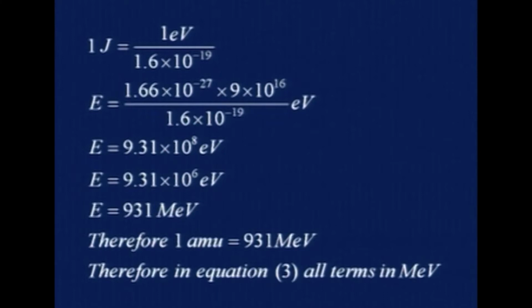Now, we will write the expression in terms of EV. Therefore, 1 joule will be 1 EV by 1.6 into 10 power minus 19. The expression we already had in joule, we are just substituting there, and we are getting E equal to 1.6, this part, 9 into 10 power 6, that is from the previous equation, and this part is written. So, we are getting the energy in EV.